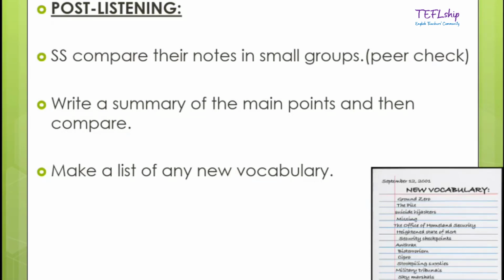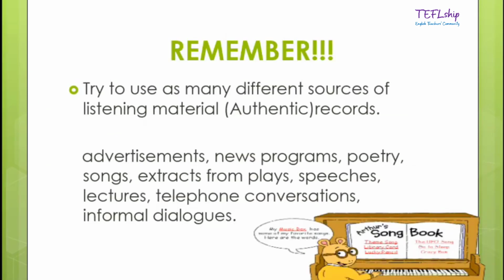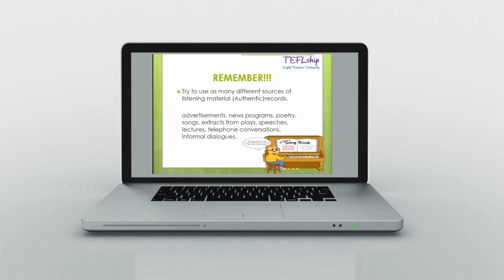We can speak about the topic, or write about the topic, or discuss the vocabulary in the topic with each other in the classroom. I need you also to remember, try to use as many different sources of listening materials. Authentic records. What are authentic records? Authentic records like advertisements, news programs, poetry, songs, extracts from plays, speeches, lectures, telephone conversations, informal dialogues, and all of these records must be in native language by native speakers.